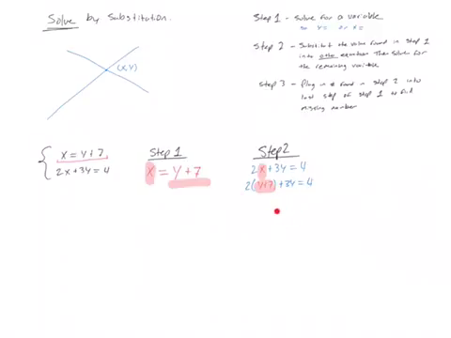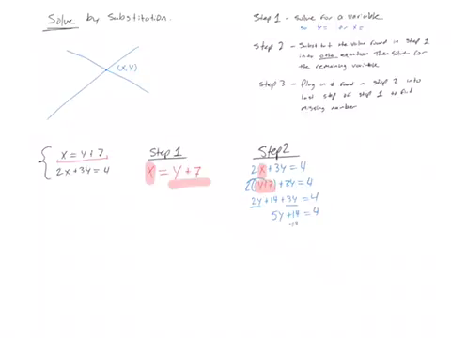So at the end of step 2, I should have either x equals a number or y equals a number. In this case, y equals a number. So let's see if we can distribute in here. 2y plus 14 plus 3y is equal to 4. Combine the like terms that are together on the same side, so 2y plus 3y gives me 5y, plus 14 is equal to 4.